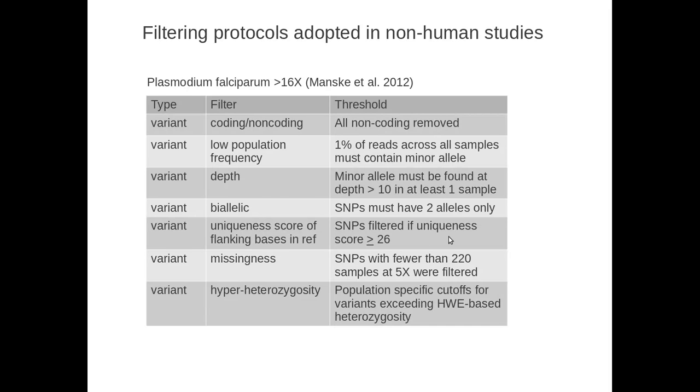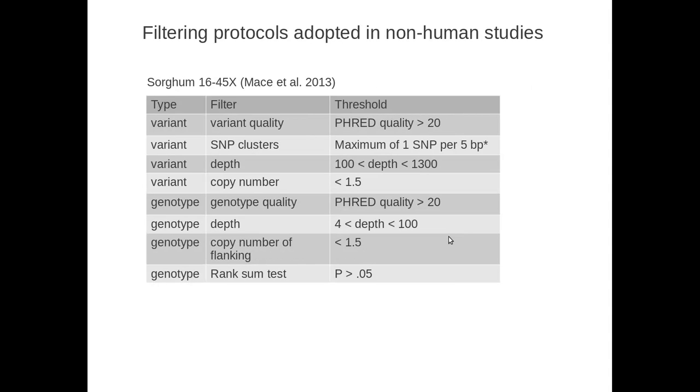So anyway, these are some examples. This one was from sorghum, a type of grain that's typically used for cattle feed around the world, where people went in and these are the qualities that they required in order to retain a SNP. The variant quality had to be greater than 20. If you remember, on a Phred scale, that means the error probability has to be less than 1 in 100.